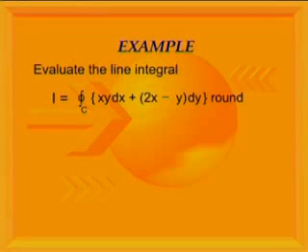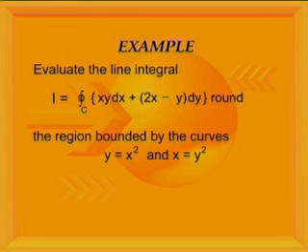Let us do the example. Here we have to find the integral of xy dx plus (2x minus y) dy over the closed curve C, which is around the region R, and the equation of this curve is given by y is equal to x square and x is equal to y square.